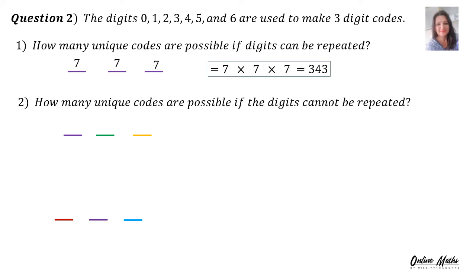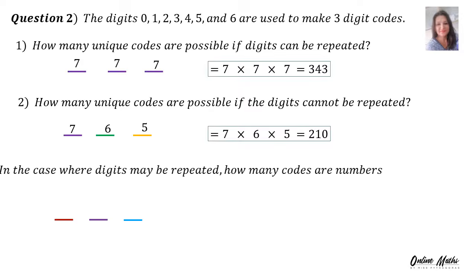Question 2. How many unique codes are possible if the digits cannot be repeated? Therefore, for the first digit, there's 7 possibilities. But now for the second digit, there's only 6 possibilities. And for the third one, there's only 5 possibilities. And the answer, 7 times 6 times 5 is 210.